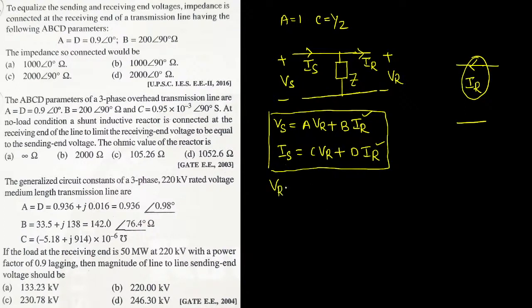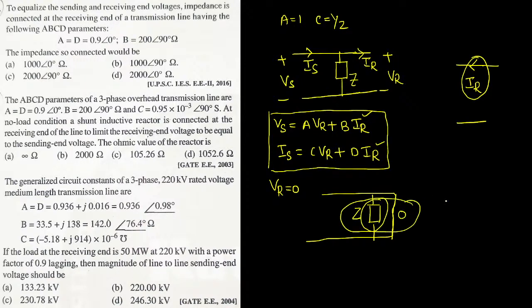Let us make the value of VR equal to 0. Receiving end voltage will become 0. In the sense what? It will be short circuited like this. So now we kept the impedance Z here. When the receiving end is short circuited, its parallel impedance will become useless. Why? This is Z, and the impedance offered by the short circuit line is 0. If you find the overall impedance, it will be 0 into Z divided by 0 plus Z, so it will be 0. Net value will be 0. So simply your network will become a short circuited line like this.